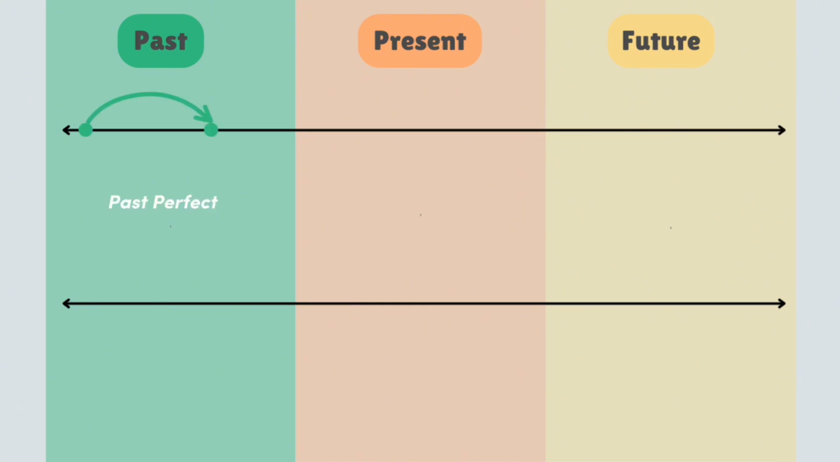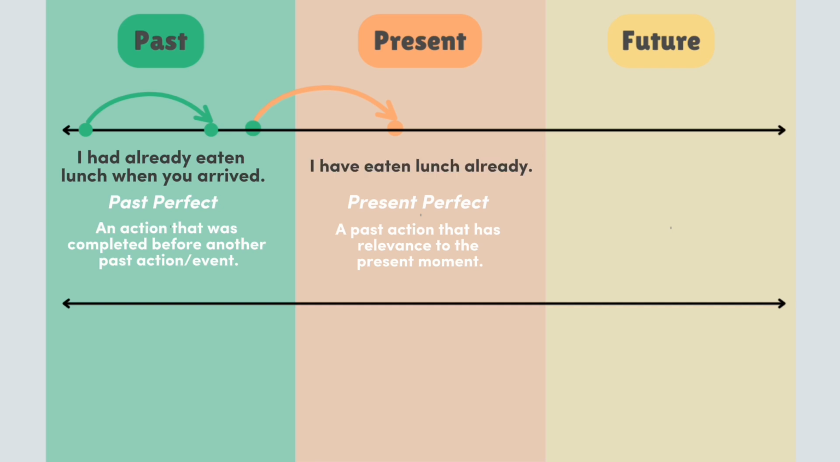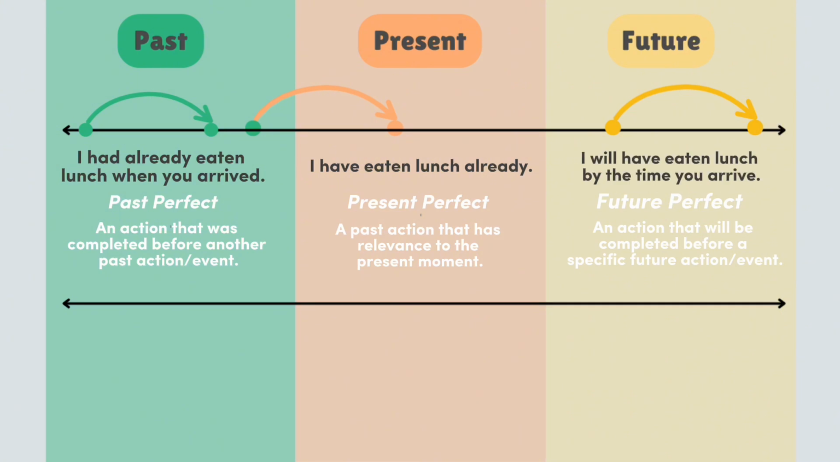Past perfect indicates actions completed before another action or time in the past. I had already eaten lunch when you arrived. Present perfect describes a past action that has relevance to the present moment, indicating its impact or connection to now. I have eaten lunch already. Future perfect indicates actions that will be completed before a specific point in the future. I will have eaten lunch by the time you arrive.